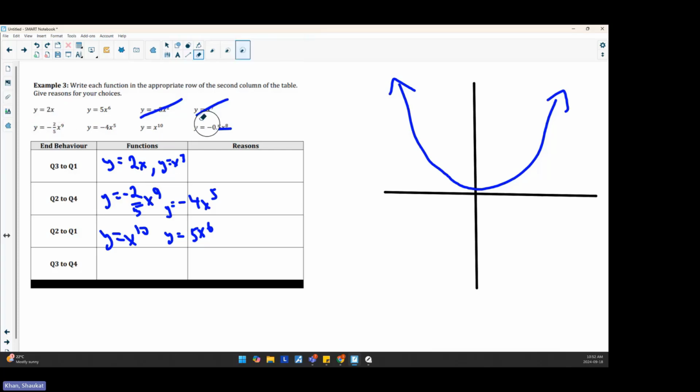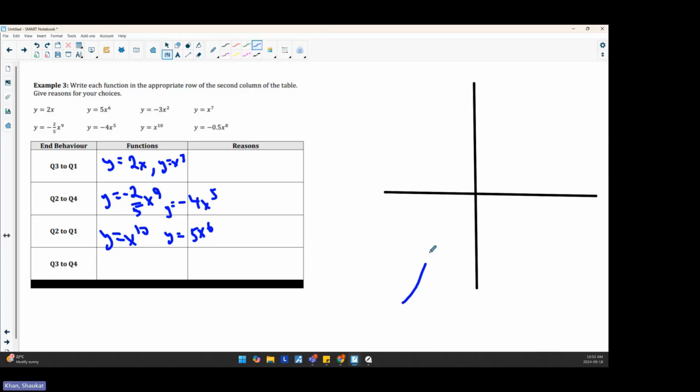And then the last two remaining is from 3 to 4. So 3 is here, 4 is here. So once again, even functions, but this time negative leading coefficients. So y equals negative 0.5 x to the 8. And what's the other negative one? And y equals negative 3x squared.